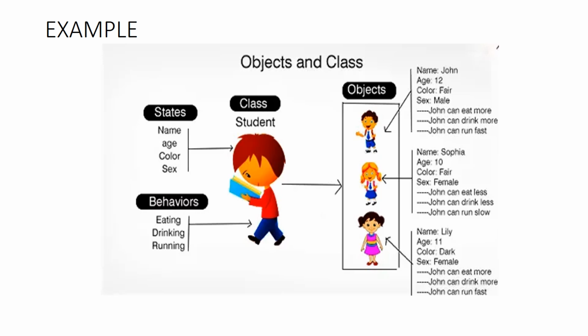So here we can see class, student, objects. Each student is an object. Each student has its own identity, attributes and methods. Based on that, here we have shown the example. Name John, age, color fair. Then John can eat more, John can drink more, John can run fast. Likewise, each object has its own properties and behavior.